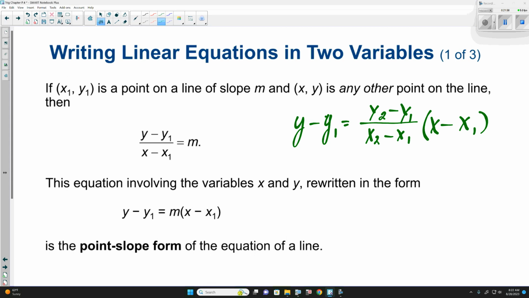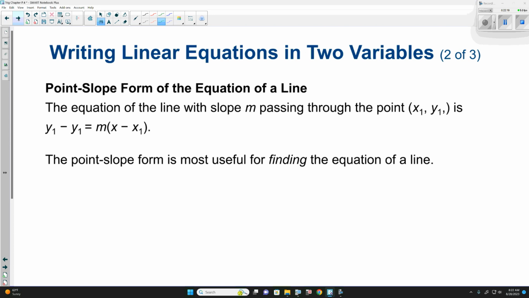But if you look at this here, it's not really any different than point slope form. It's just that instead of having the slope, we plug in the slope formula for it. So really, I wouldn't use the 2-point, the one in green, because it doesn't really do anything.